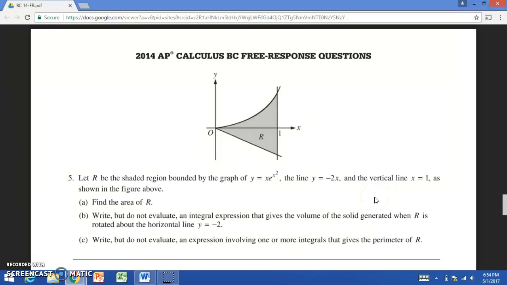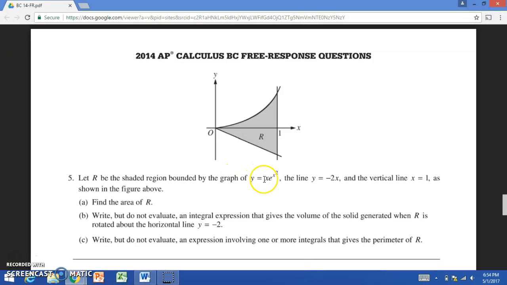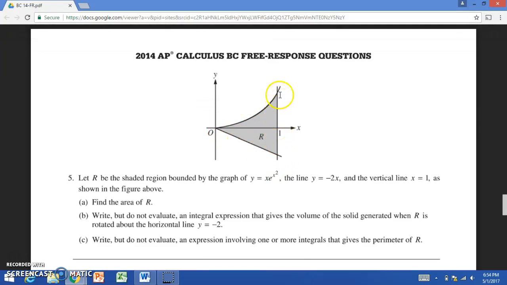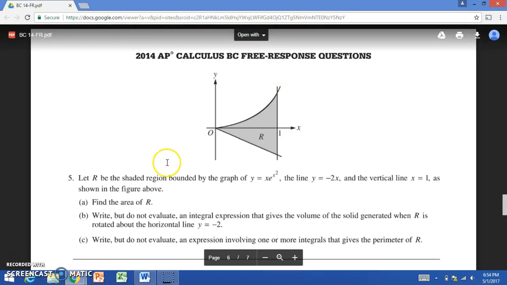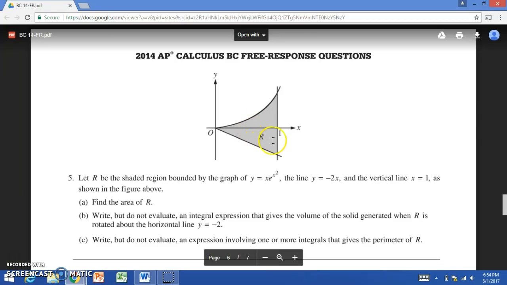We are going to be talking about the 2014 Calc BC FRQ number 5. Let R be the shaded region bounded by the graph of y equals x times e to the power of x squared, the line y equals negative 2x, and the vertical line x equals 1, as shown in the figure above. A. Find the area of R.